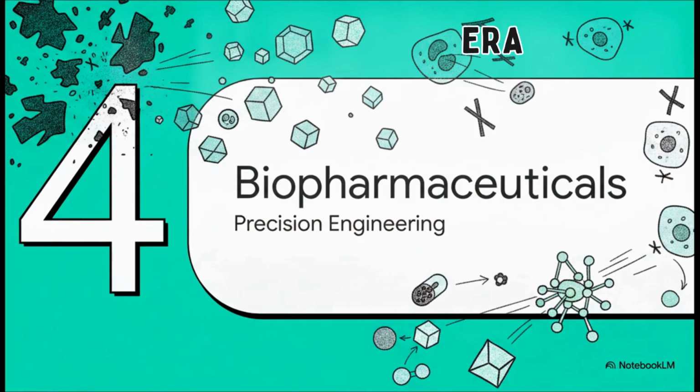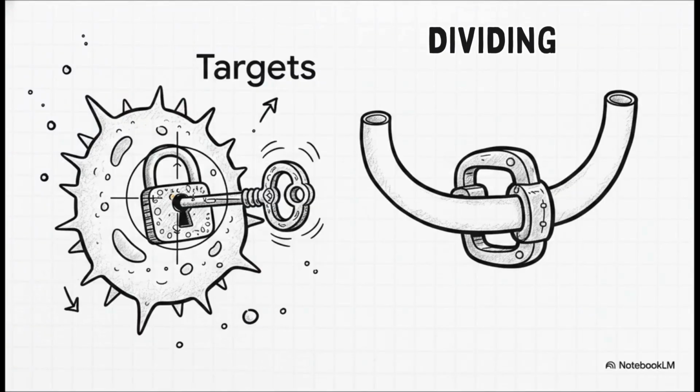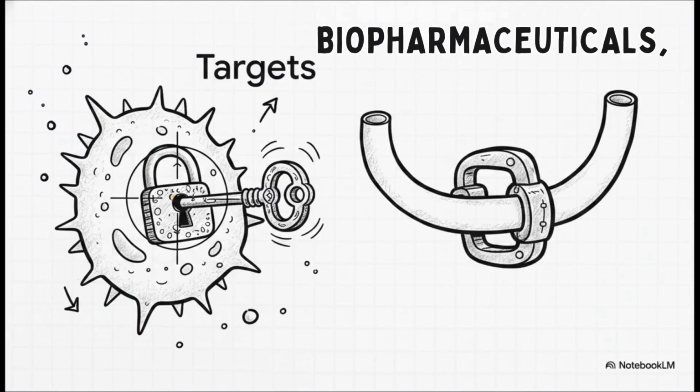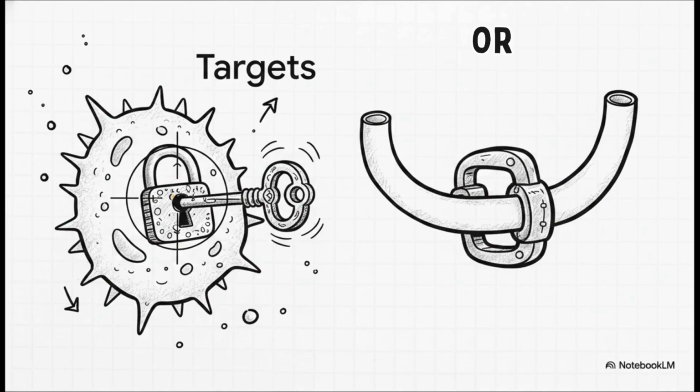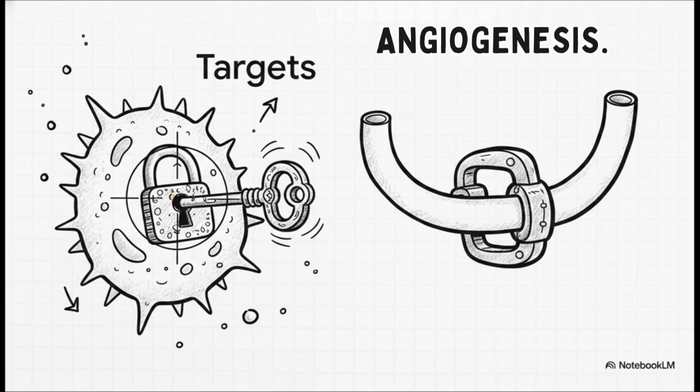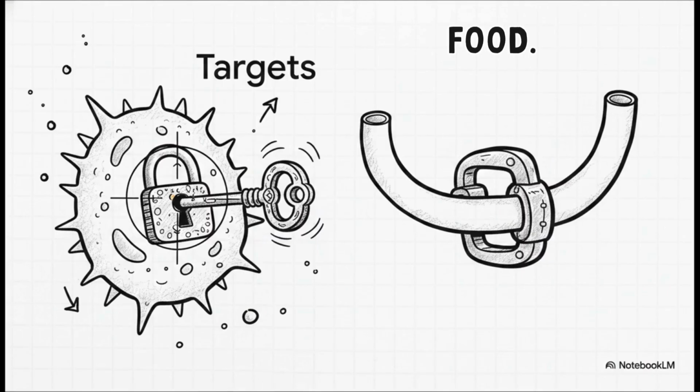We are stepping into the era of precision engineering. Instead of just blindly attacking every dividing cell in the body, biopharmaceuticals, which are often monoclonal antibodies or small molecule kinase inhibitors, target specific defective cellular controls. For example, bevacizumab physically neutralizes VEGF, effectively choking off the tumor's ability to undergo angiogenesis. No new blood vessels, no food.